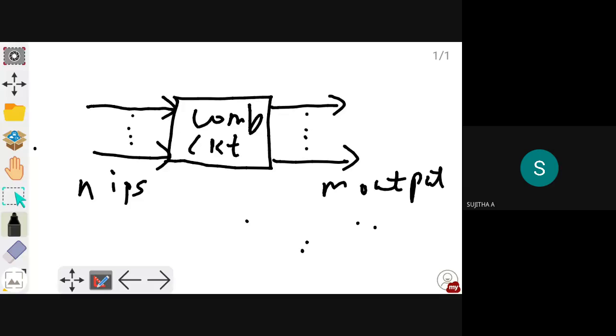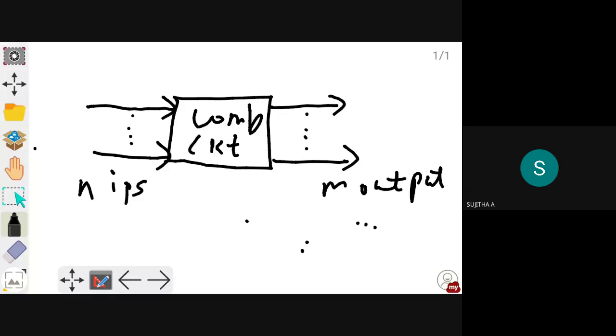combinational circuit, your output will depend only upon the present input. So there will not be any feedback from the output to the input. So you will be having only the logic gates. So your circuit will be built only using the logic gates.